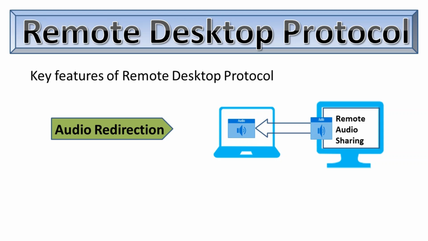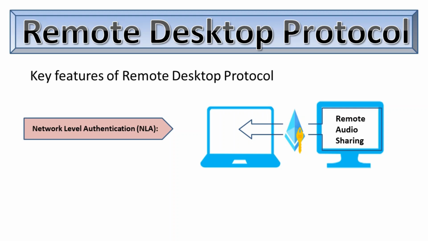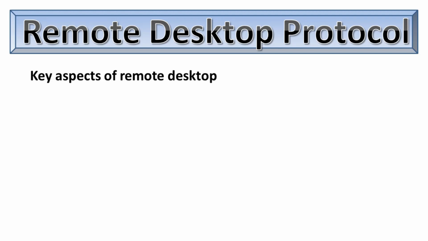Next, we have Network Level Authentication, NLA. RDP includes security features like NLA to enhance the authentication process and protect against unauthorized access. Let's now see some key benefits of remote desktop. Remote desktop includes access from anywhere. The benefit is that users can connect to their work computer or server from virtually anywhere with an internet connection, providing flexibility and convenience to the users.